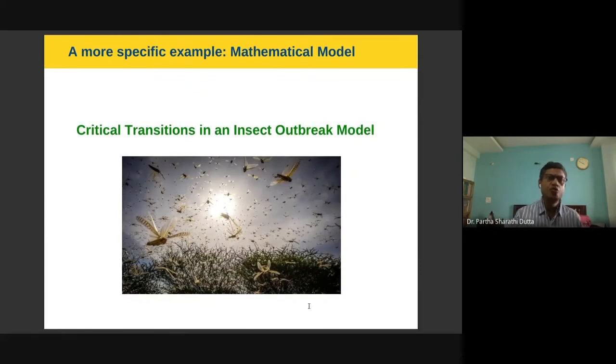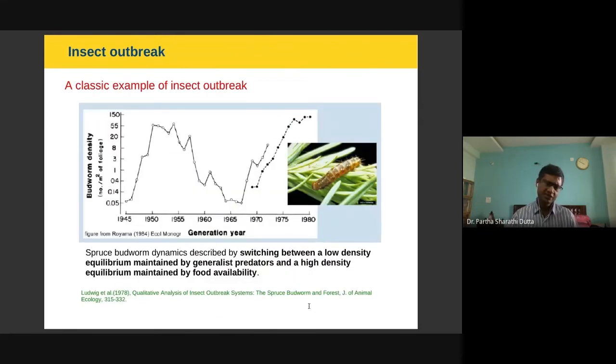So now I will give you a more specific example, a mathematical model, where I would like to talk about critical transitions in an insect outbreak model. Let me first start with what an insect outbreak is. This is a classic example of insect outbreak given in the paper by Ludwig in 1978. So you see that the insects can stay in two alternative states. One is the upper state when the abundance is close to 55, and another one is the lower state when the abundance is 0.05.